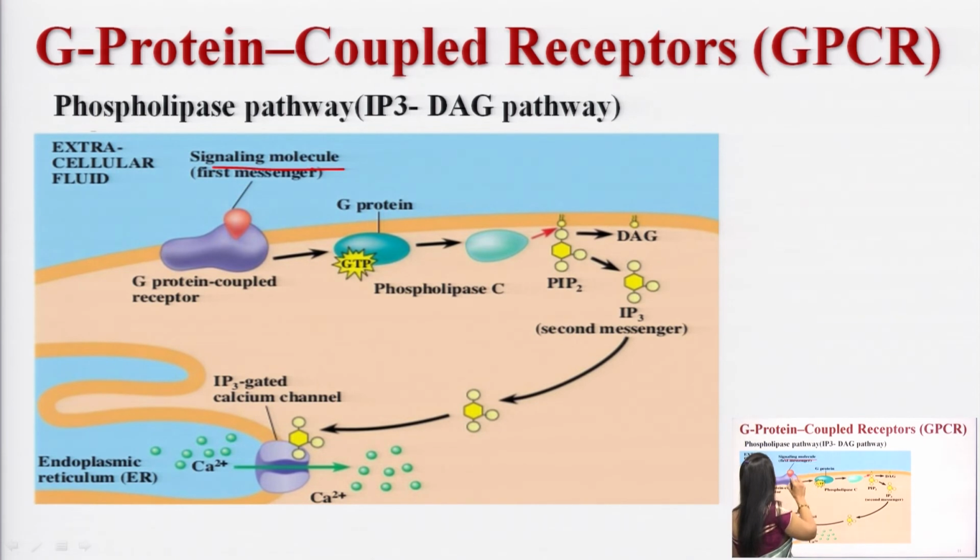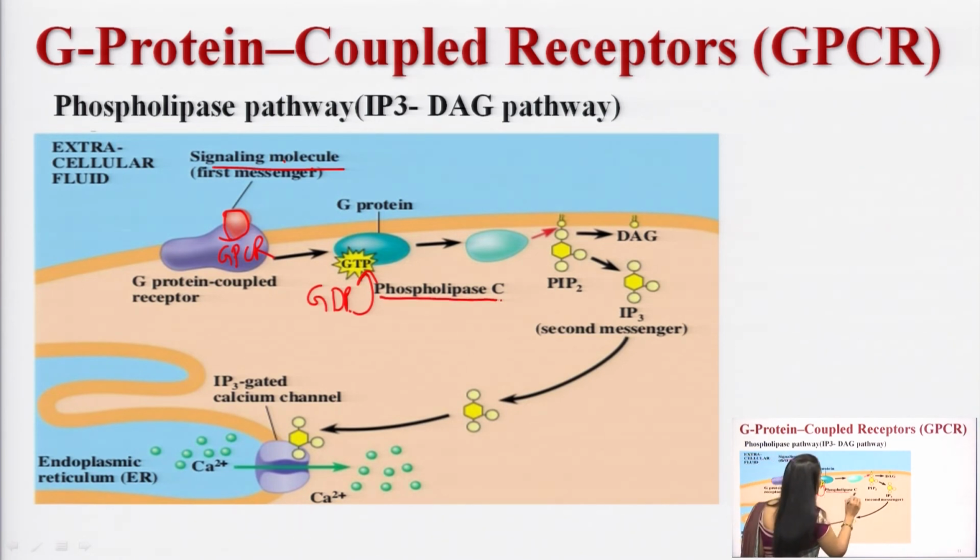When the signal molecule comes and binds to the GPCR, what is going to happen? The GDP will be replaced by GTP. Now the G protein has been activated, and this activated protein will activate the phospholipase C enzyme. What will this enzyme do? It will hydrolyze PIP2 into IP3 and DAG, and this IP3 will go and bind to the channel on the sarcoplasmic reticulum, and when it binds, the channel will open and the calcium will come out from the sarcoplasmic reticulum into the cell.